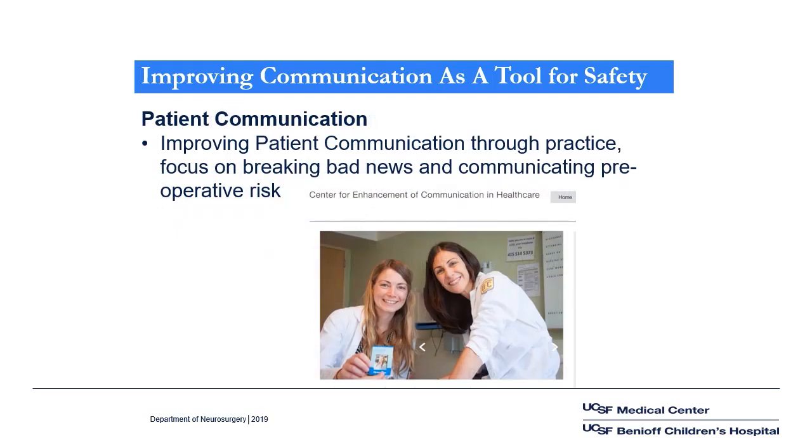At our institution, the University of California at San Francisco, we have a Center for Enhancement of Communication in Healthcare that is focused on helping providers learn how to communicate better. Improving patient communication through practice, with a focus on breaking bad news and communication of preoperative risk, is vital for neurosurgeons to practice their communication skills.